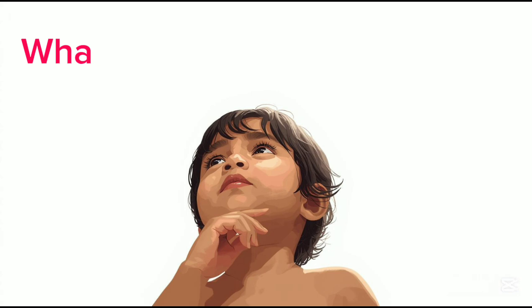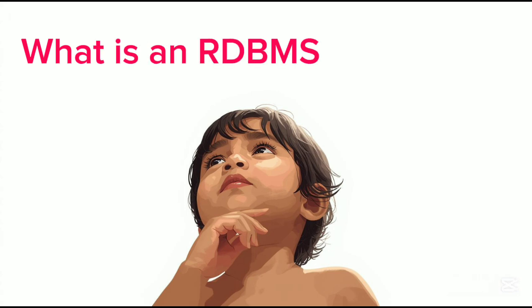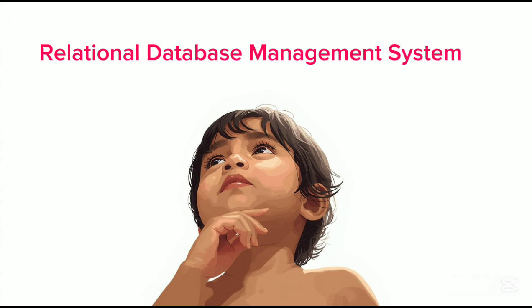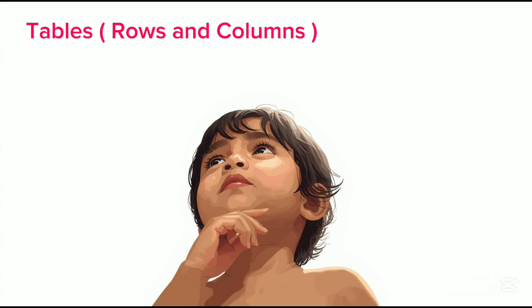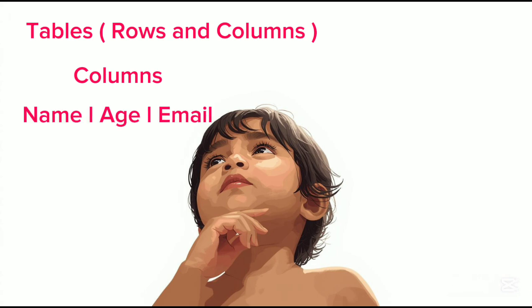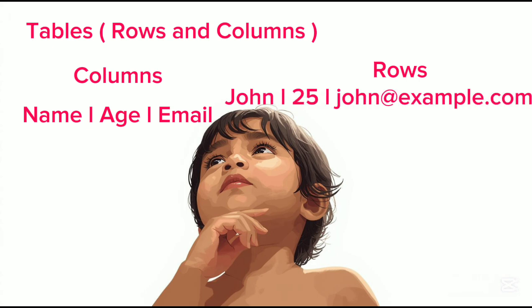Now, what is an RDBMS? RDBMS stands for Relational Database Management System. It's a type of database system where data is stored in tables. These tables are made up of rows and columns. Columns define the type of data, like name, age, or email. Rows represent the actual records, like John, 25, john@example.com. What makes RDBMS special is that these tables can be related to each other.